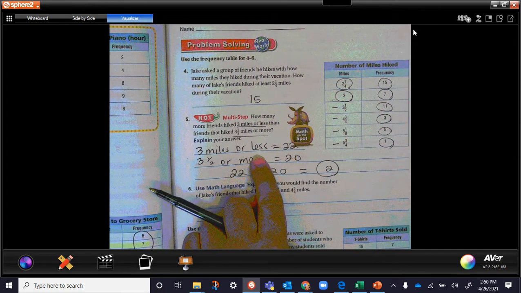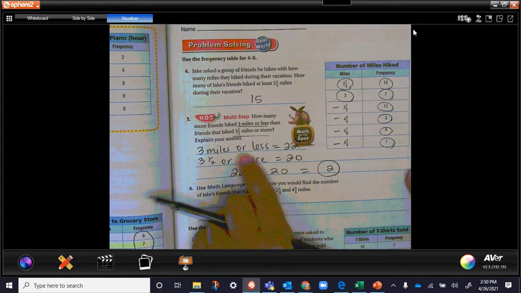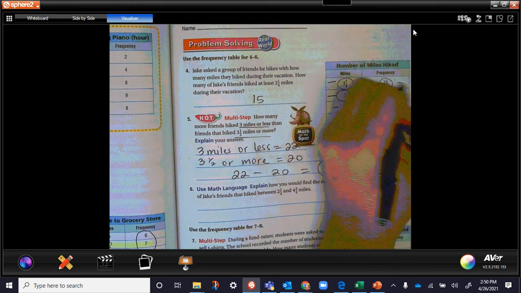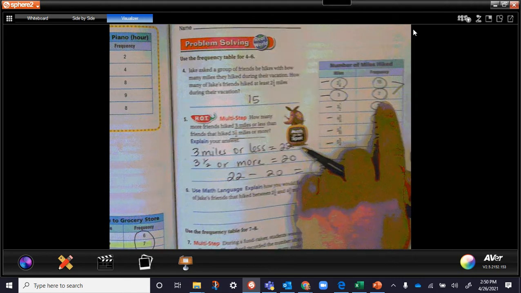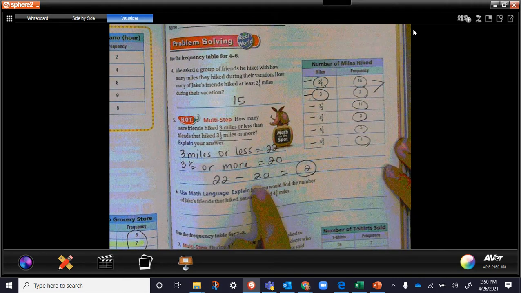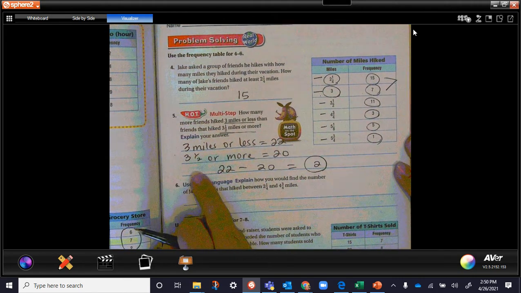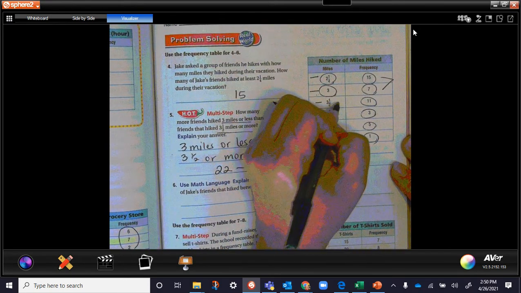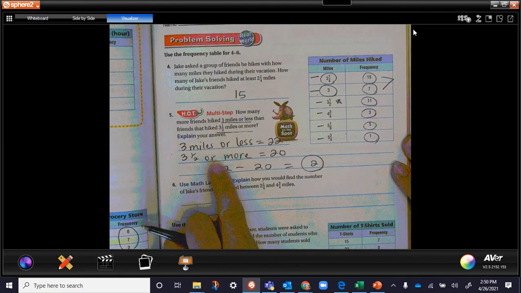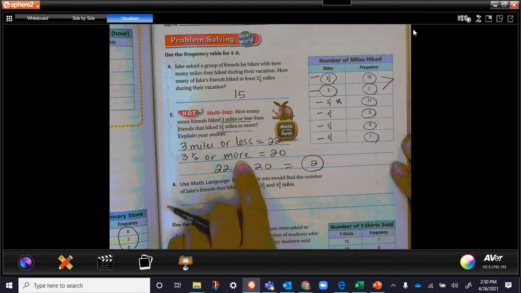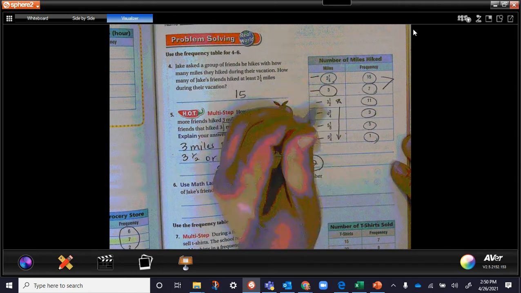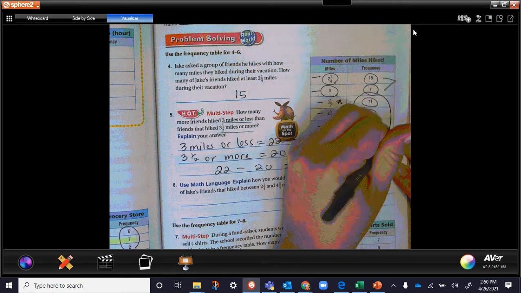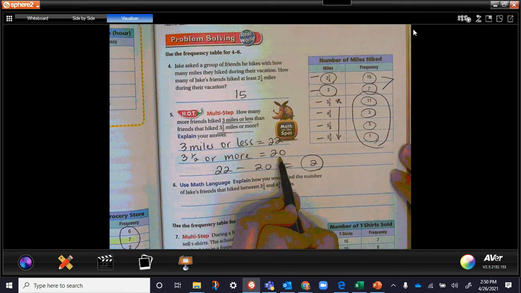Step 5, how many more friends hiked 3 miles or less? So we had to go find those. 3 miles or less includes both 3 miles and everything that's smaller. So we had to combine 15 and 12 to get how much that would be, and we got 22. And then 3.5 or more, we're going to count 3.5, and then the more are all these numbers straight down that have that greater value. So now we had to add up all of these and we got 20.